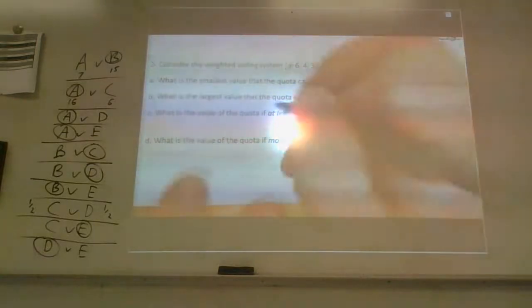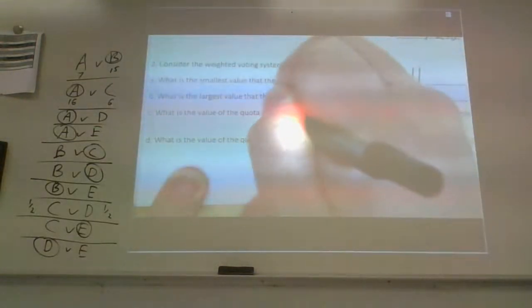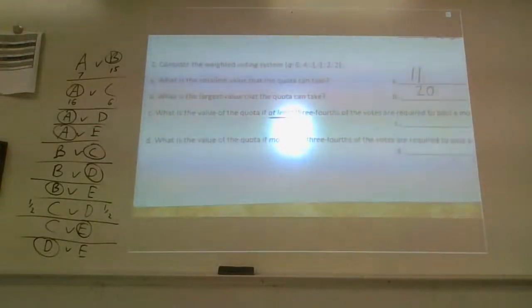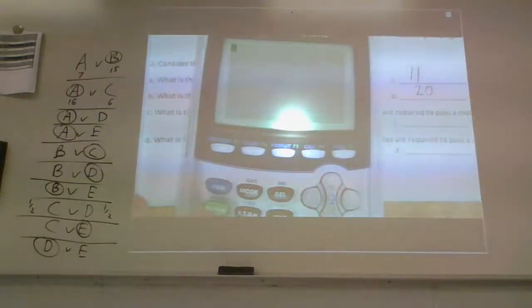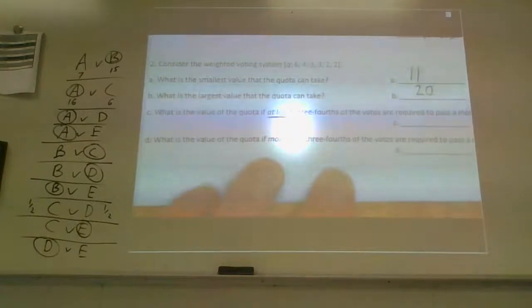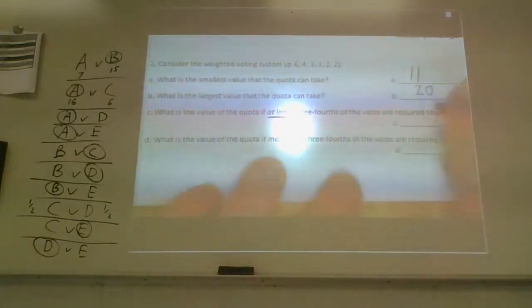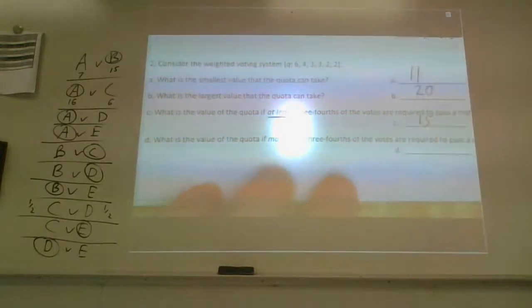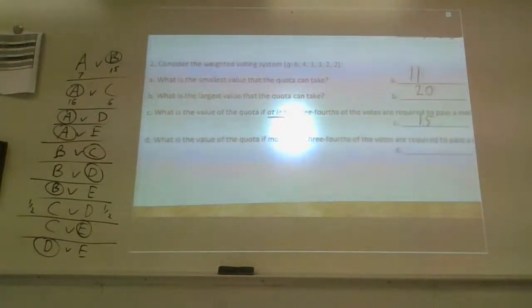Part C, using some of your mathematical vocabulary from algebra, really. What is the value of the quota if at least 3/4 of the votes are required to pass a motion? Well, I take 3/4, which is 0.75, and multiply it by 20, that's 15. If you need at least 3/4 of the votes required to pass a motion, then you need 15 votes in order to pass it, because that would be exactly 75%.